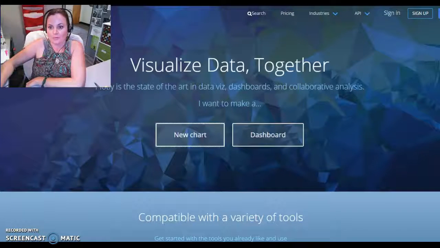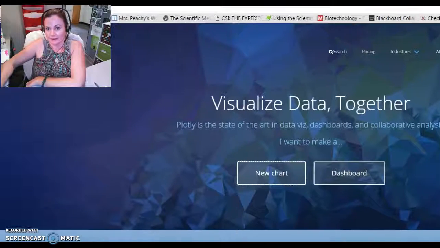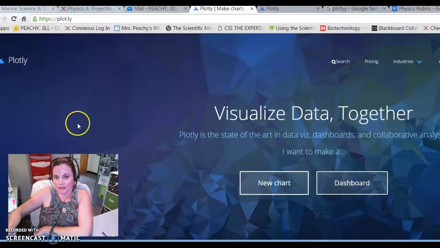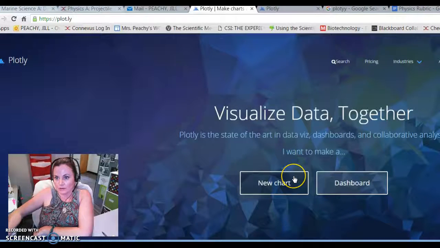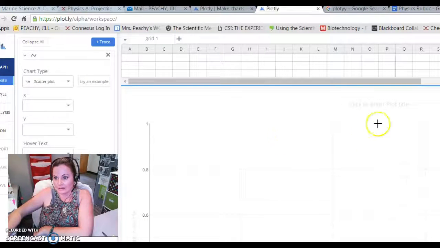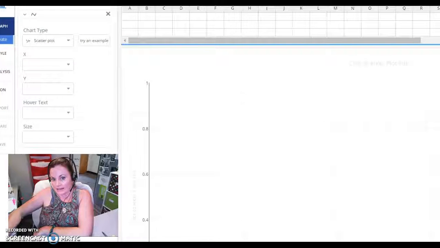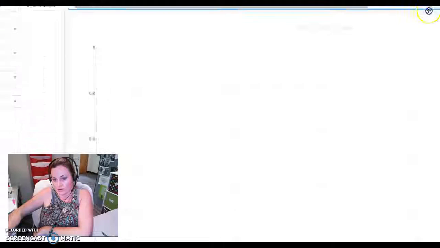Okay, everybody, the website is Plotly, and for some reason they changed how it looked, so I had to do a little bit of looking into it before I continued on with the video here. It's plot.ly, and if you click on New Chart, that's going to bring you to a page like this, which is pretty cool because all you need to do is add in your XY data, and it will create a great, cool little graph for you to use.